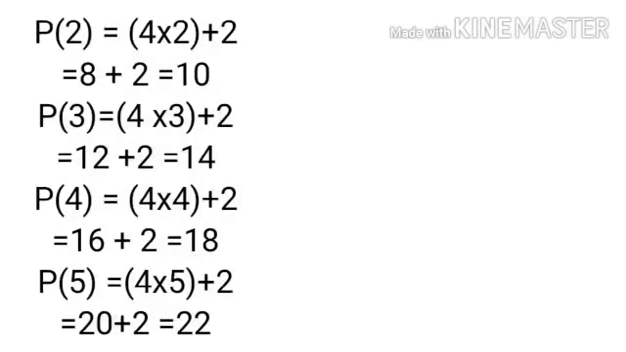Likewise, P of 2 is equal to 4 into 2 plus 2, which is 8 plus 2, equal to 10. And P of 3 is equal to 4 into 3 plus 2. That means 4 into 3 is 12 plus 2 is equal to 14. And P of 4 is equal to 4 into 4 plus 2. 4 into 4 is 16 plus 2 is equal to 18. And P of 5 is equal to 4 into 5 plus 2. Means 4 into 5 is 20 plus 2 is equal to 22.